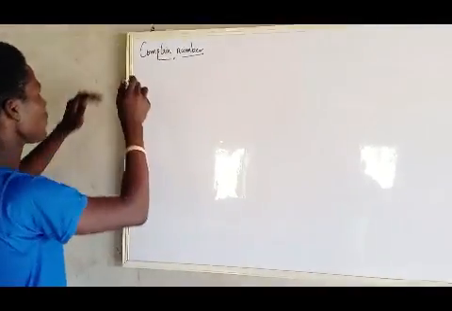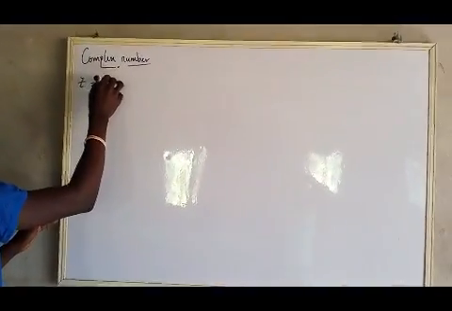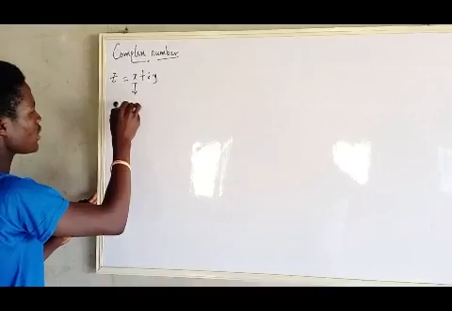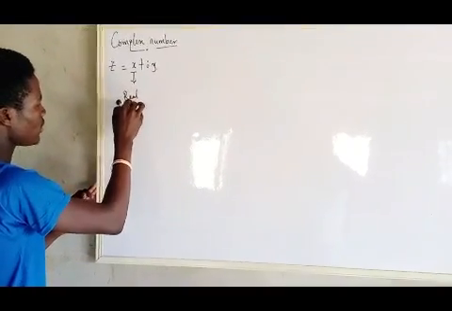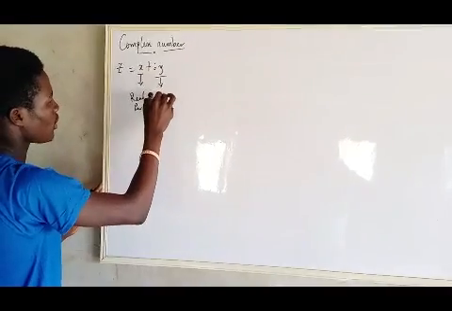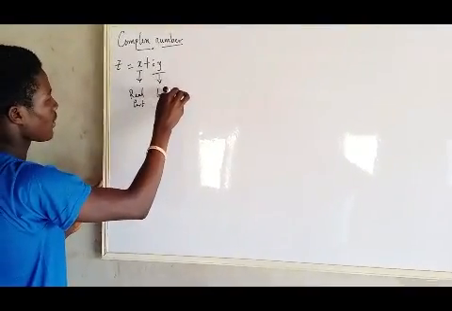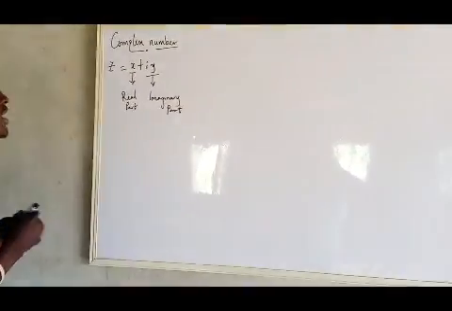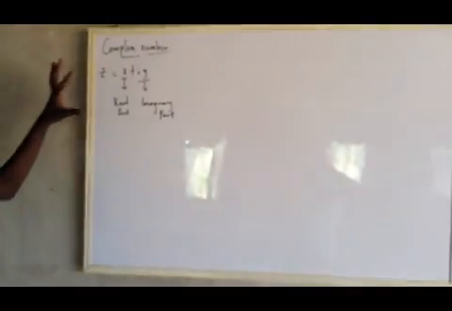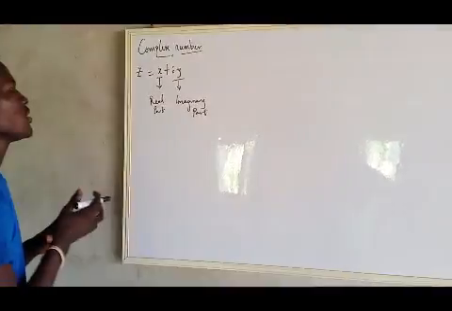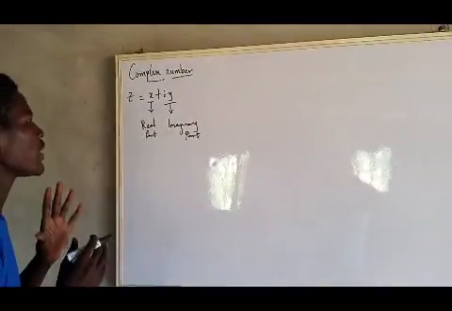Now, a complex number, if you have z, is in the form x plus iy, where x is called the real part, and iy is called the imaginary part. So a complex number always has a real number part and an imaginary number part. That is the first thing we have to know under a complex number.